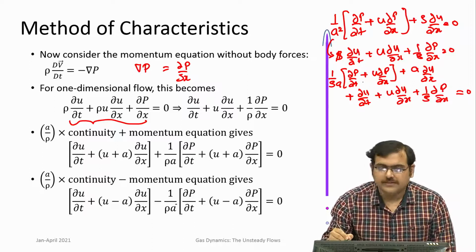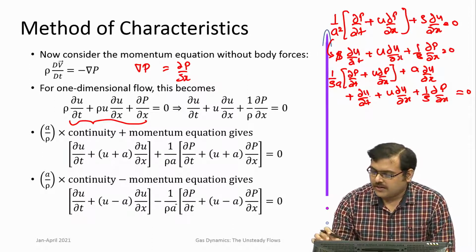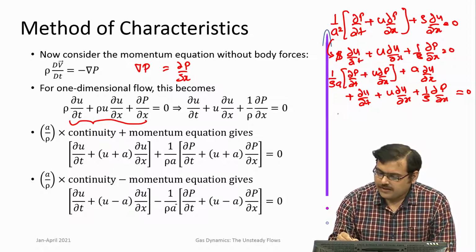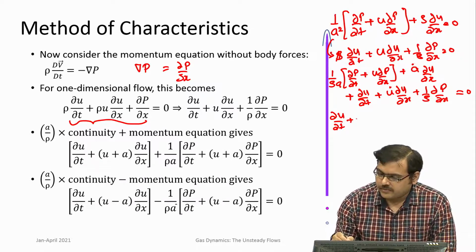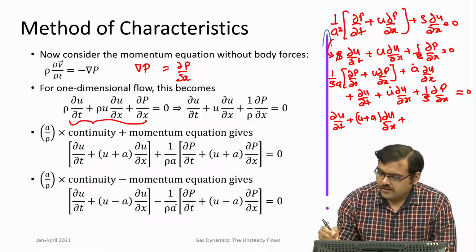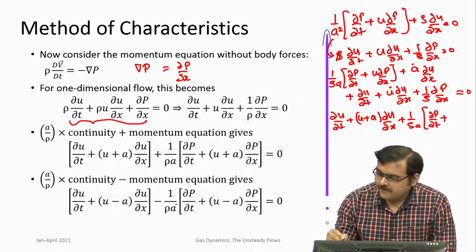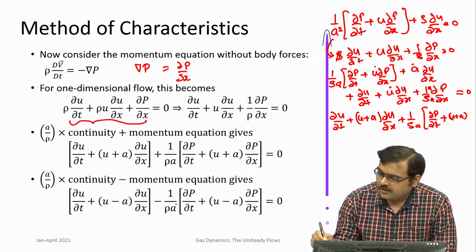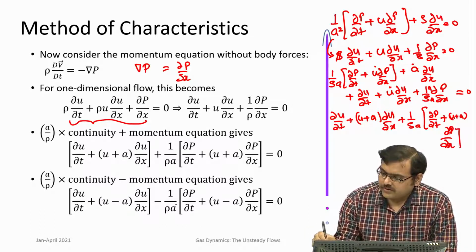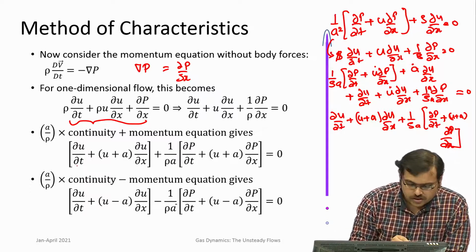So now if you collect terms containing pressure and velocity separately, you get ∂u/∂t plus, so there is a u here and an a here, so it will be (u plus a) ∂u/∂x plus, this is 1 by rho a here and ∂p/∂t plus, there is a u here, and if a is taken out as common, you would have to multiply and divide this by a to take 1 by rho a as common, and then combine it with the other one, (u plus a) ∂p by ∂x.